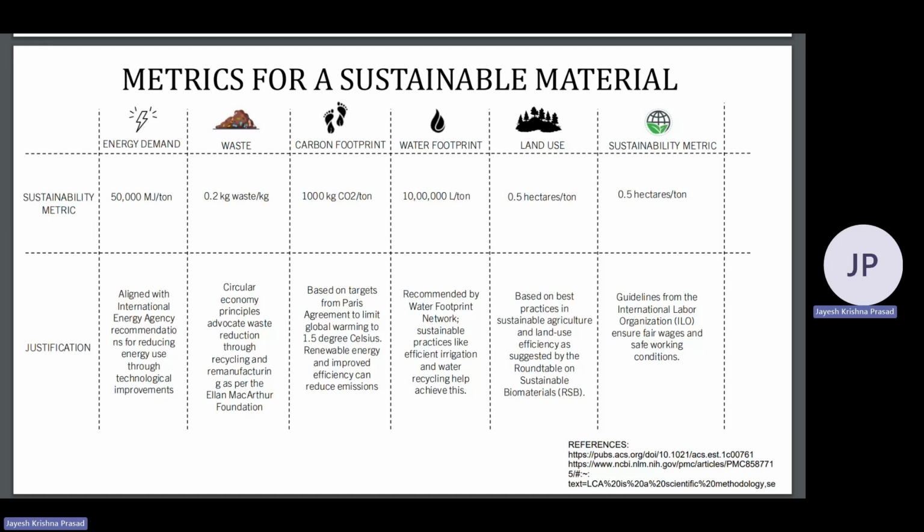So first, let's talk about energy demand. The metric here is set at 50,000 megajoule per ton. This figure is aligned with the recommendations from the International Energy Agency, which emphasizes the need to reduce energy consumption through technological improvements. By selecting materials with lower energy demands, we can significantly decrease the overall environmental impact associated with the production and use.